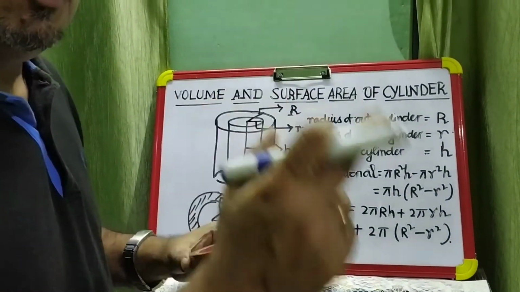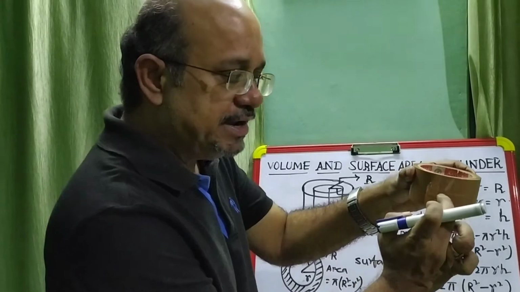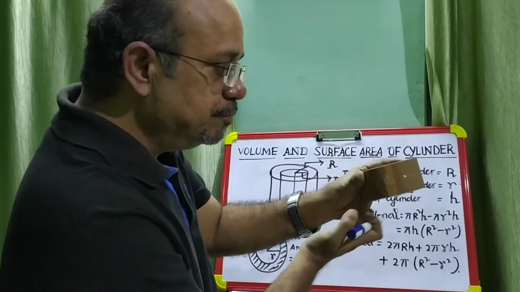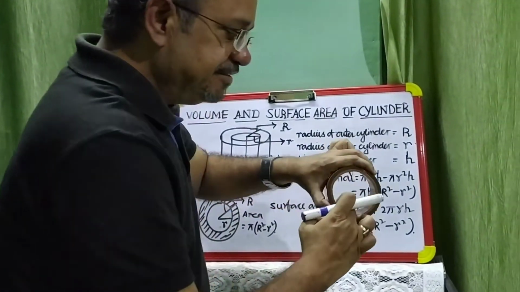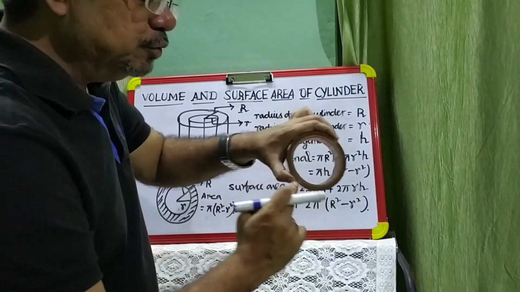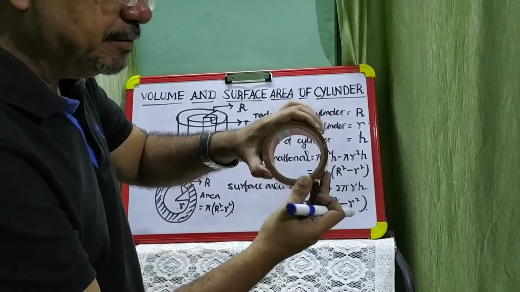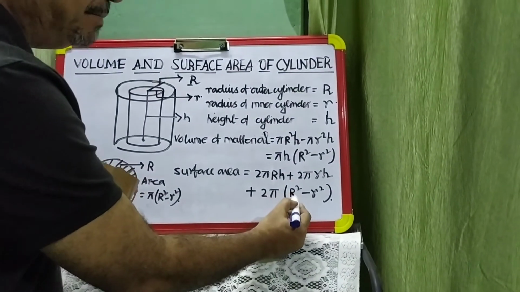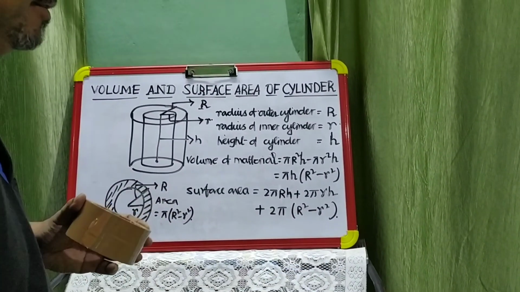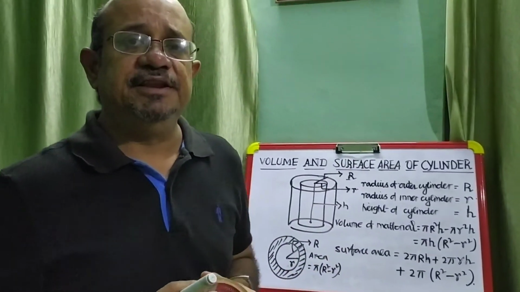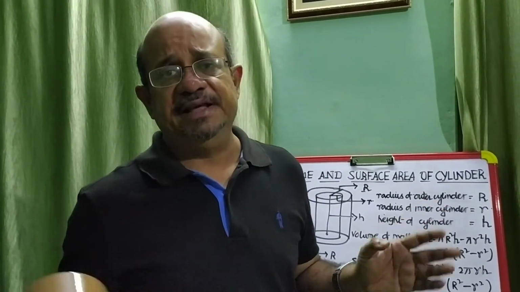So if you add up all the 4 surface areas, 1, 2, 3, 4: this is 2 pi R h, this is 2 pi small r h, the inner curved surface, plus the 2 flat surfaces which look like rings on either side, which is 2 pi times capital R square minus small r square. So this is all about the volume and surface area of a solid cylinder as well as a hollow cylinder.